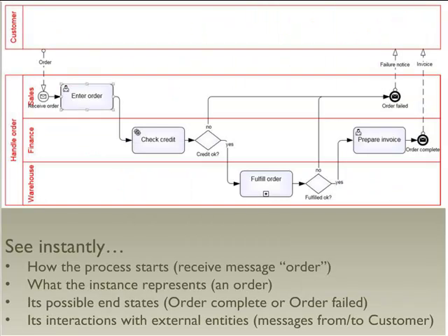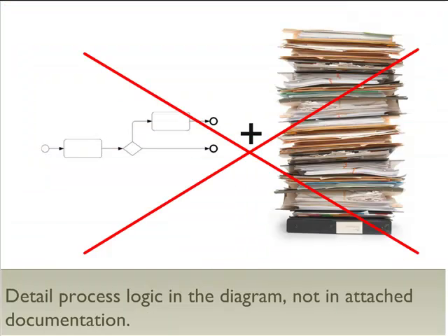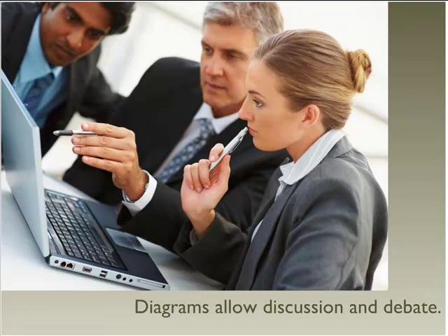Method and style captures not just the process steps, but how it starts and ends, and its external interactions. Here it starts with a customer order, and we see the messages returned from its two possible end states. You see this from the diagram on its own. It requires no prior knowledge of the process or its terminology, nor reference to information in a tool or attached documentation.